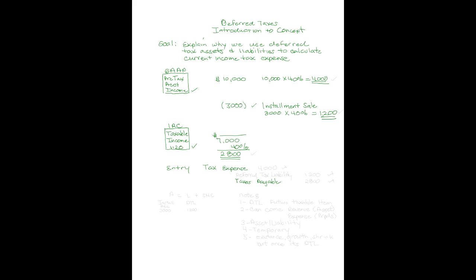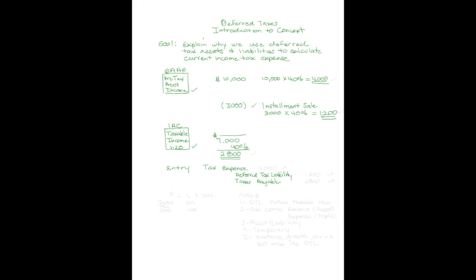That installment sale will be recognized in the future, and I will owe taxes on it. Since I've already recognized it in my accounting income and set up a receivable on my financial statements, it's only appropriate that I recognize the tax consequence. So we'll set up an account called the Deferred Tax Liability, meaning something I owe in the future as a result of the past.